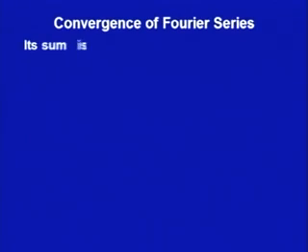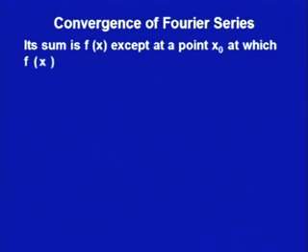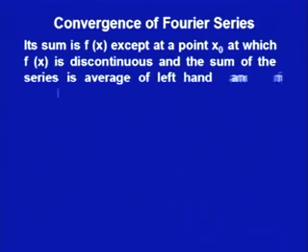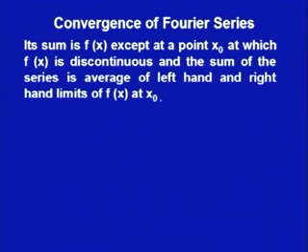Moreover, its sum is f x except at a point x naught at which f x is discontinuous, because we had assumed that f x is piecewise continuous. At such a point the sum of the series is the average of the left hand and right hand limit of f x at x naught.